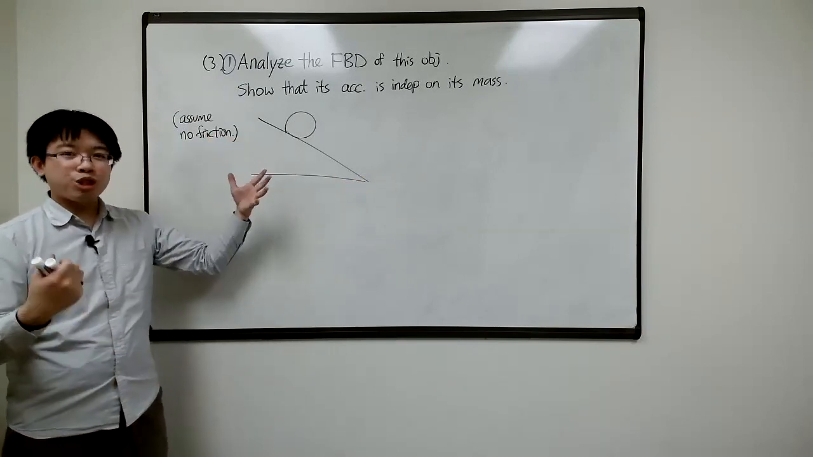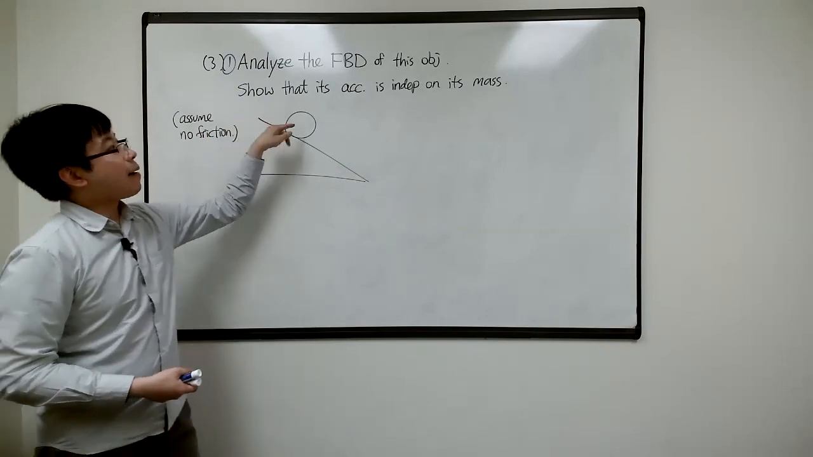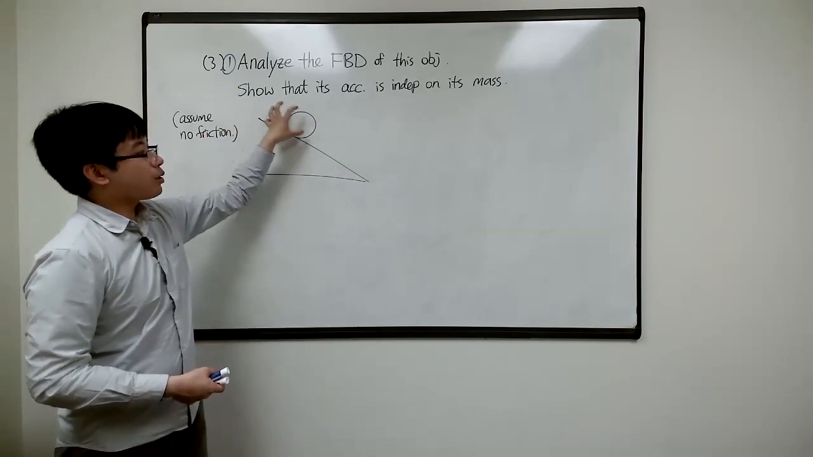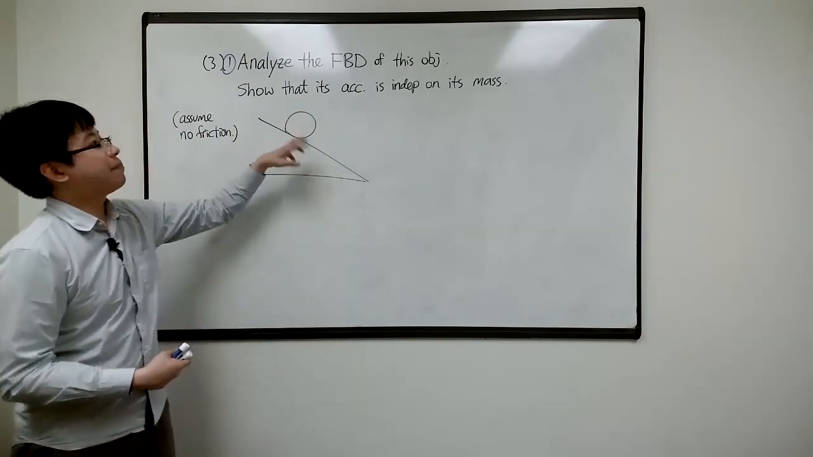And so how do we quantify that in physics? Is to say that basically when you have an object, when you roll down, its acceleration is independent of its mass, just like in free fall, it'll be independent of its mass.